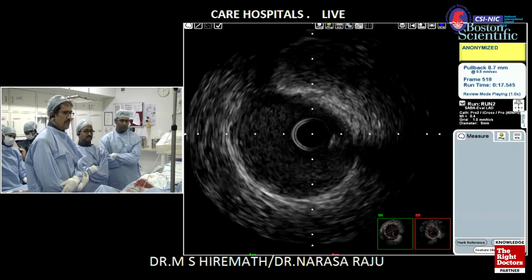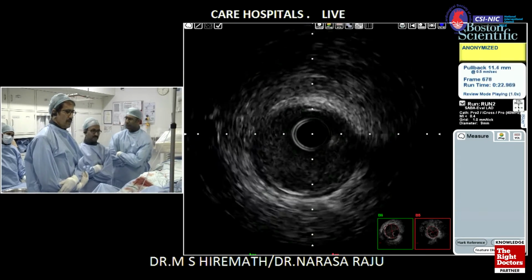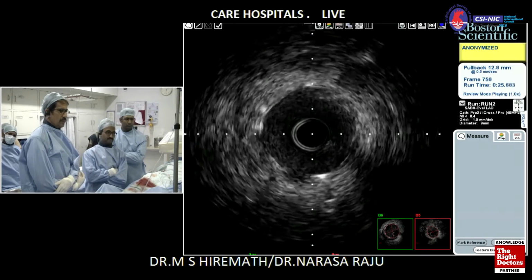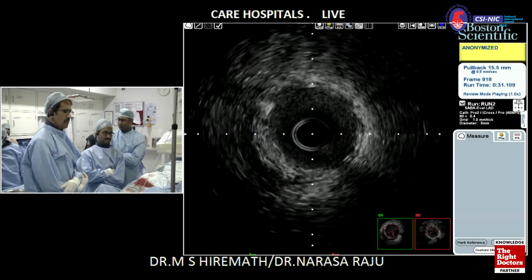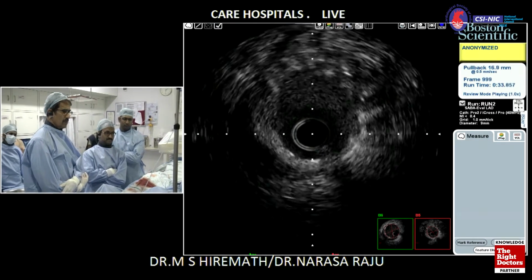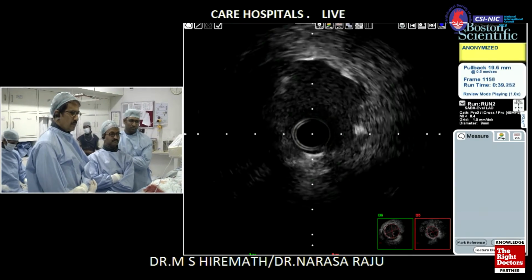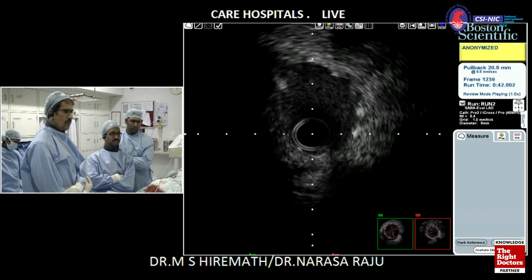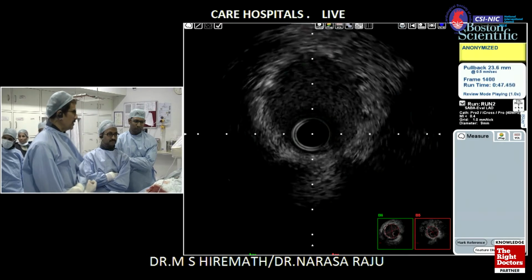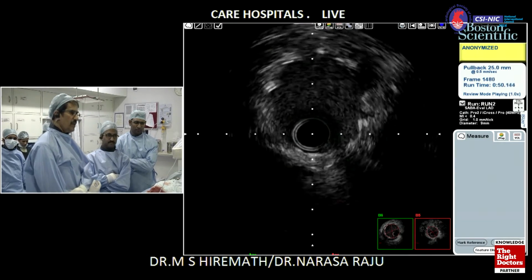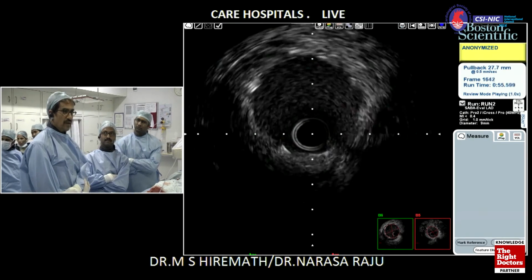So this vessel distally beyond the stent also is about 3.7, 3.8. At this part, the stent looks well opposed. See, the cross-sectional area at the tightest portion is 7.8. The left main area, the stented area, is 12.5.